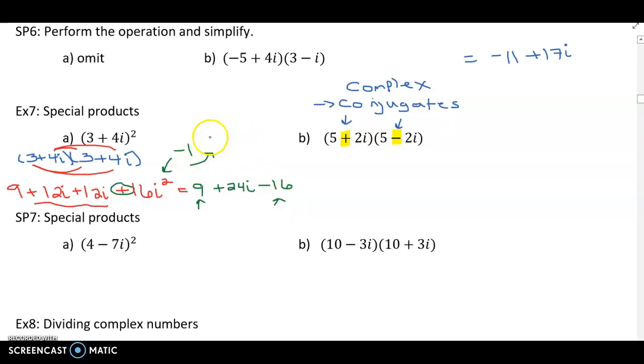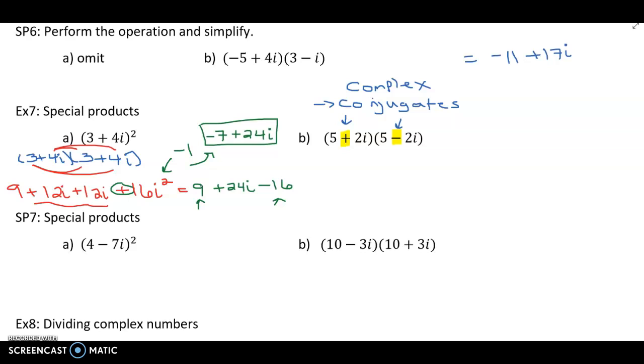Final answer of negative 7 plus 24i. So I put the positive 9 with the negative 16 to get negative 7. And then the 12i and 12i make 24i. You put your real number first, then your imaginary number.